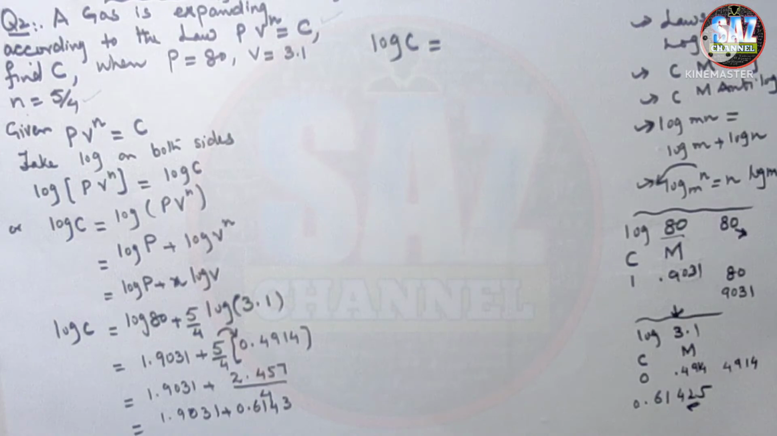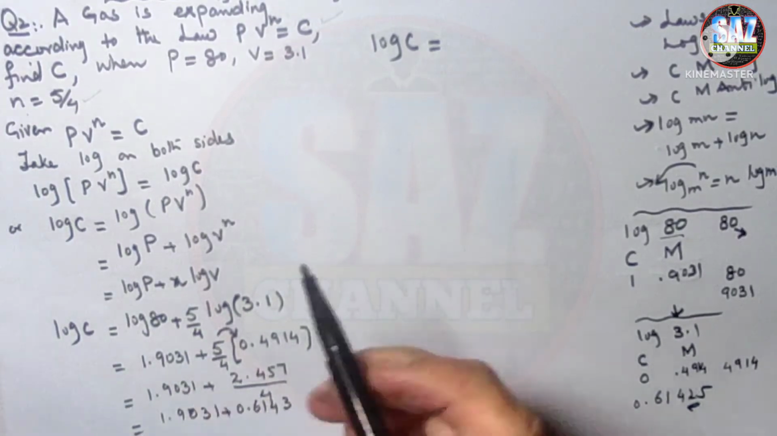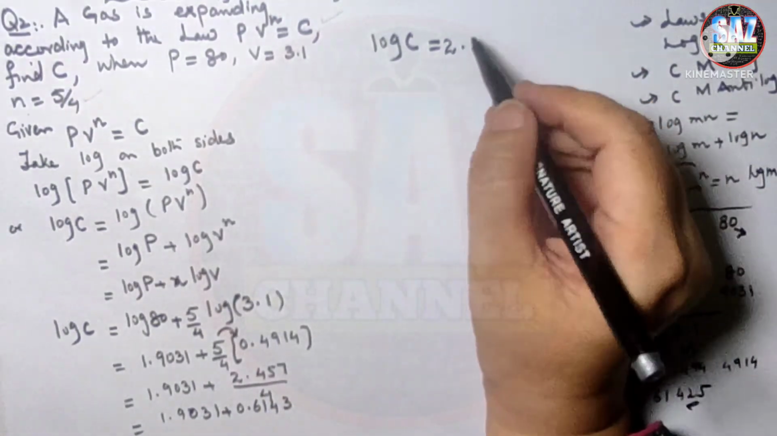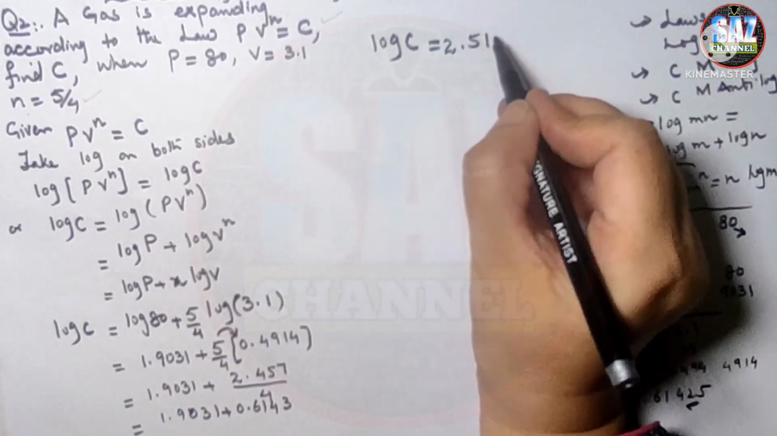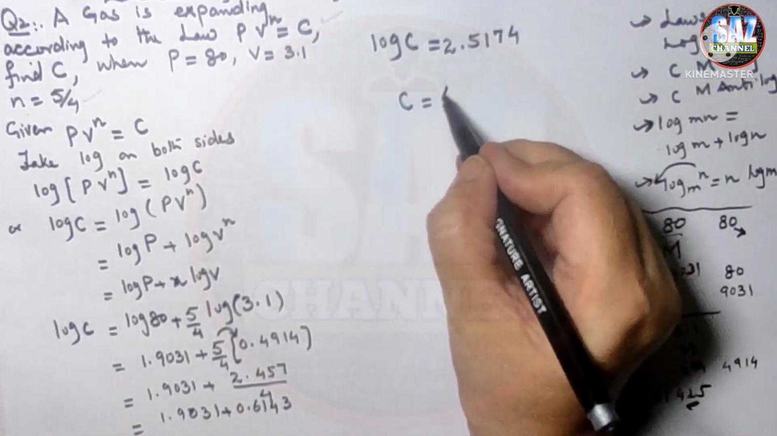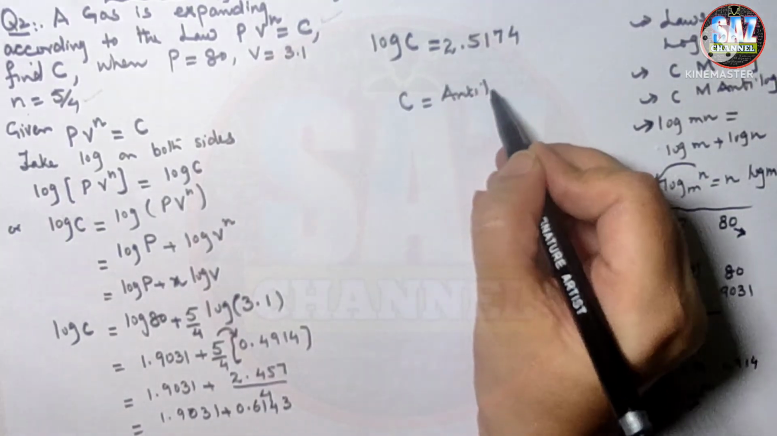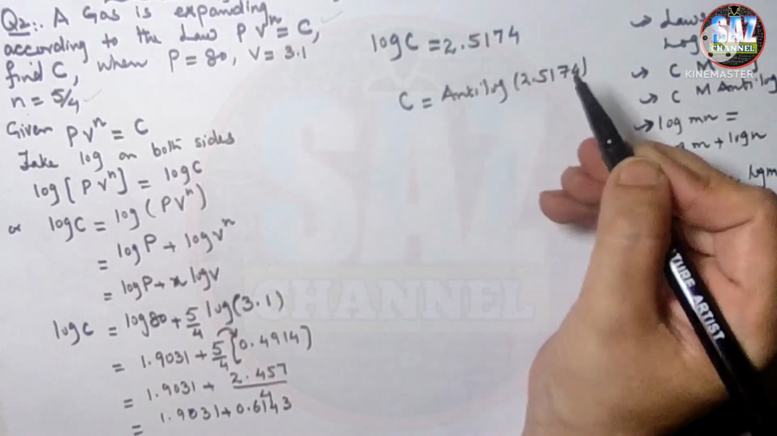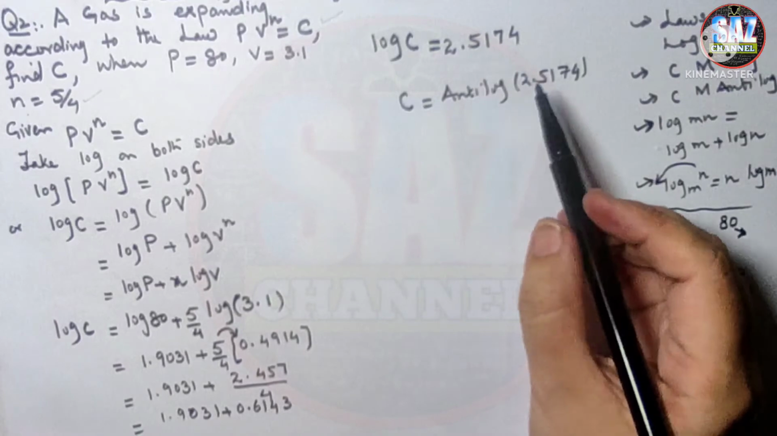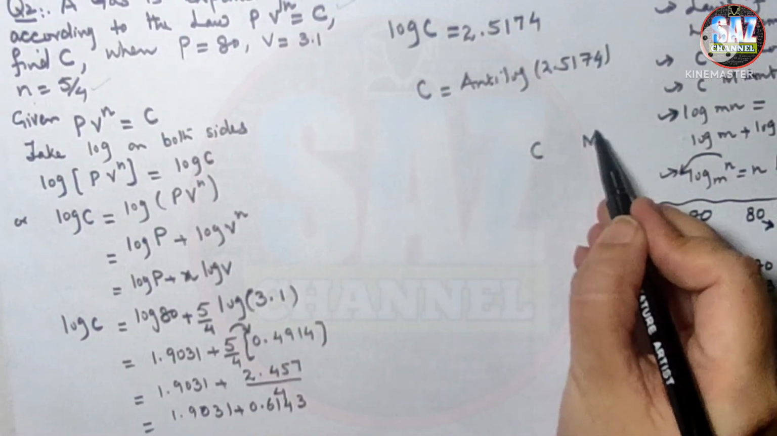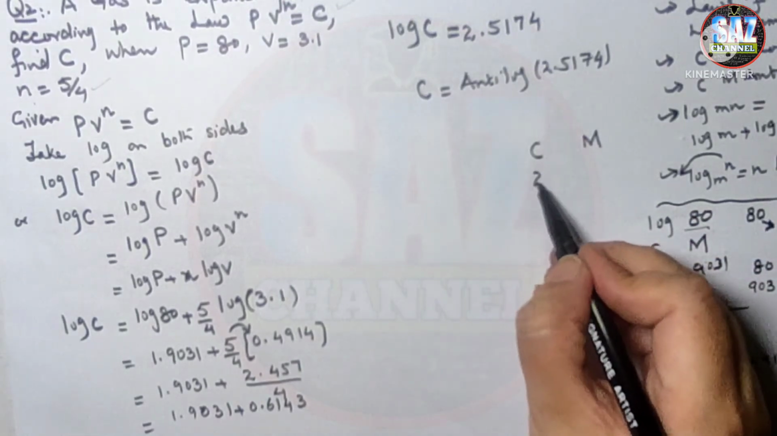Log c is equal to, let me add up these two numbers, 1.9031 plus 0.6143. This gives me 2.5174, and as we need to find the value of c, it will be the antilog of 2.5174. We know that the log of any number consists of 2 parts. The characteristic is 2 and the mantissa is 0.5174.